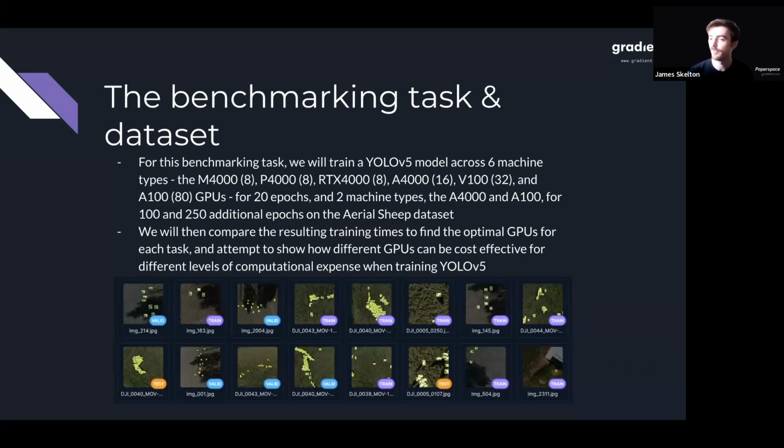A100. So after these benchmarks were complete, we compared the results for their training times and found the optimal GPUs for each task. And then we're going to attempt to show how different GPUs can be cost effective for different levels of computational expense when training YOLOv5 by comparing how these values change as we extend the number of training epochs we are going to have.